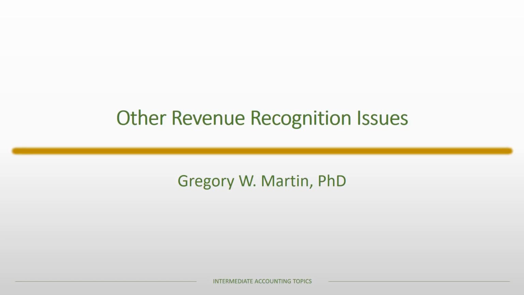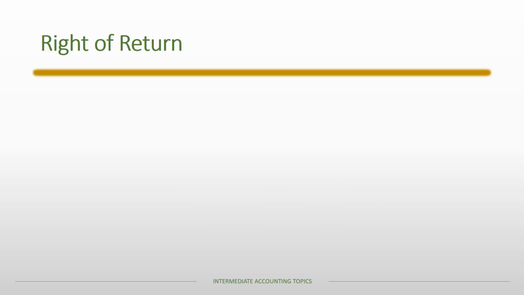Okay, so now we're going to walk through a lot of the other revenue recognition issues that go along with the things we've been talking about in the five-step process. Just little situations that are common enough that we're going to spend some time talking about them. The first one of these issues is a right of return.